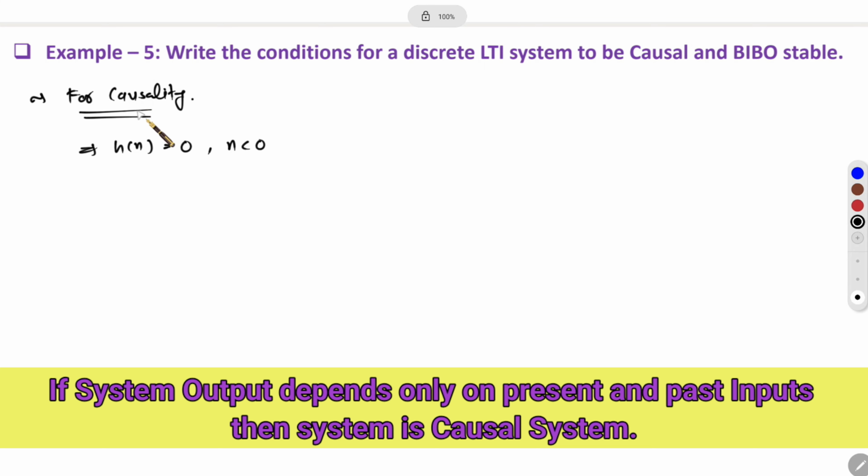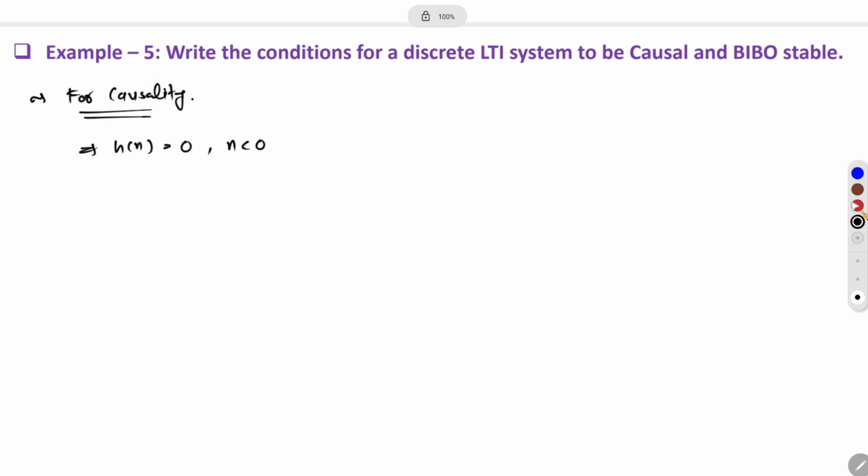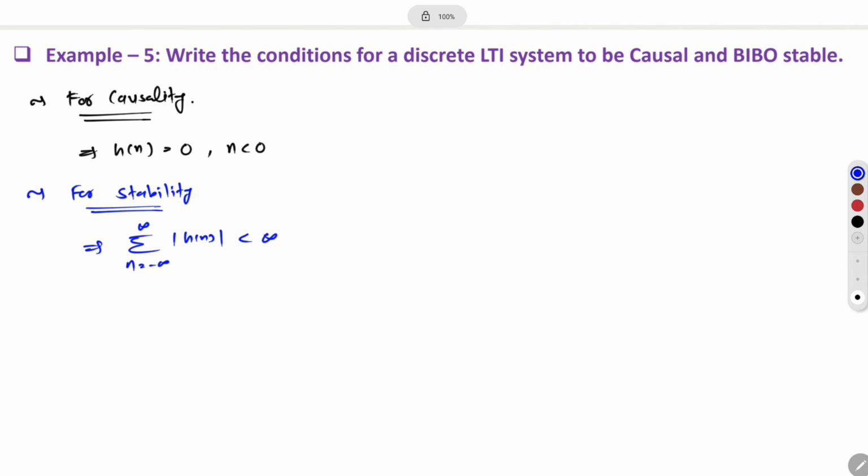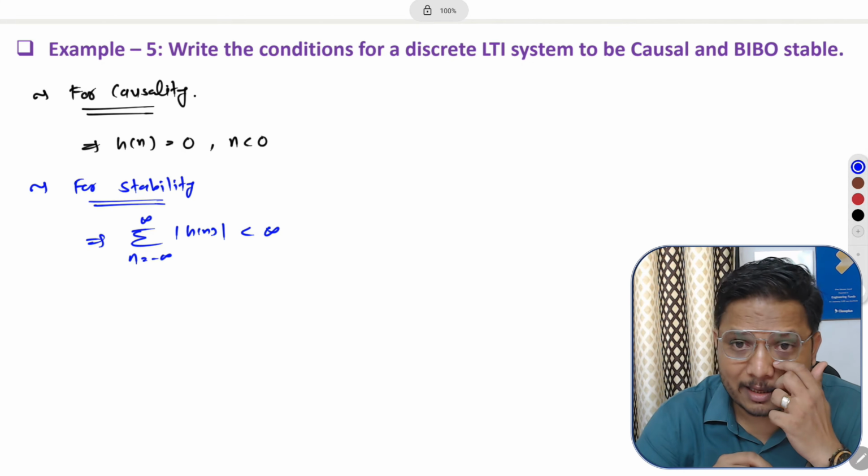In terms of definition, the output should depend on present input and past input, right? But based on the response, one can say h of n should be 0 where n is less than 0, right? And if you talk about stability, then for the stability check, here we need to perform the summation where n ranges from minus infinity to plus infinity. The magnitude of h of n should have a finite value, meaning it should be lower than infinity. Then one can say the given system is stable, right? So based on these two conditions, one can understand causality and stability, right?